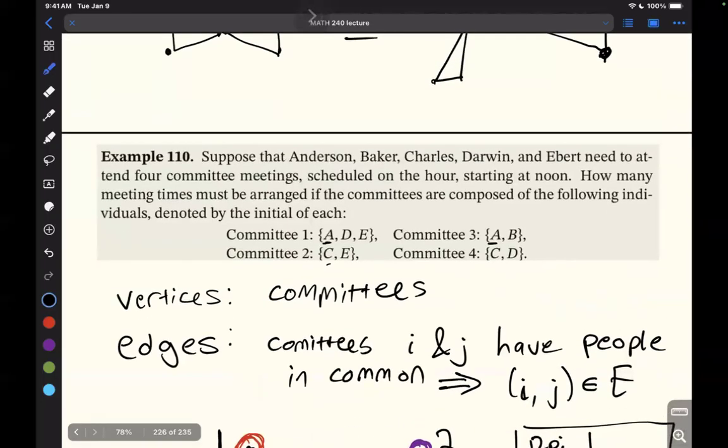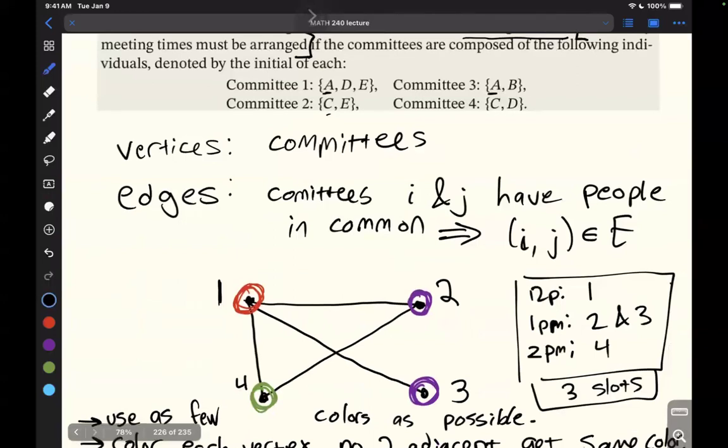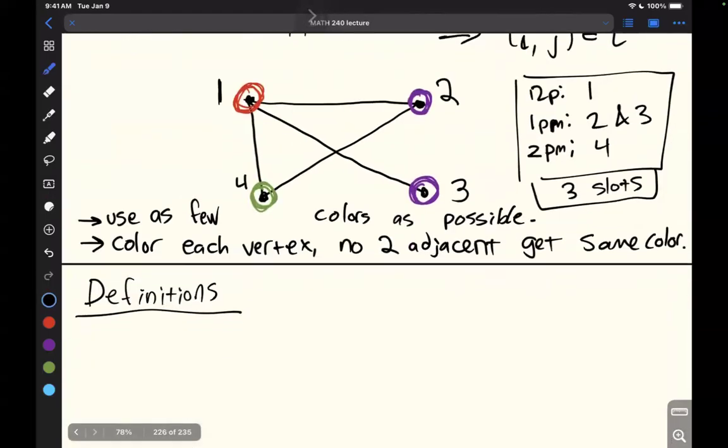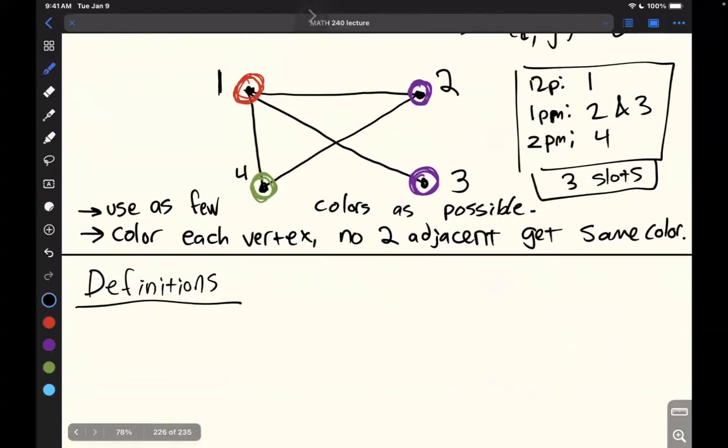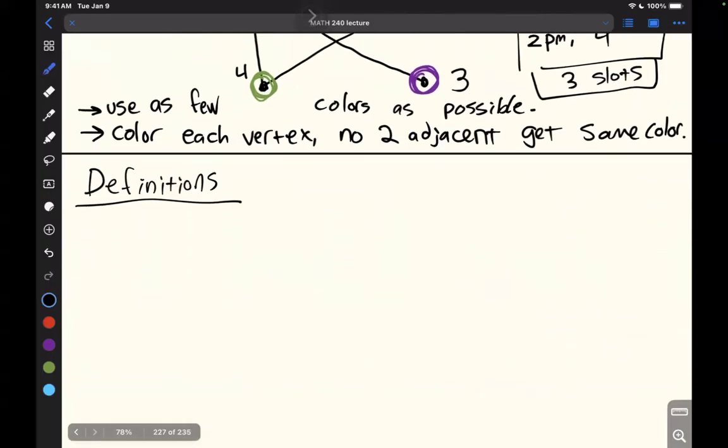Okay, so the 12, 1, and 2, I got from the problem, where meetings are scheduled on the hour starting at noon. But the real question is how many meeting times must be arranged? And so the real answer is 3, but I've given a sample configuration. Once you get here, the number of colors that you use to color the graph gives you the solution. But it absolutely relies on a careful reading of the question.